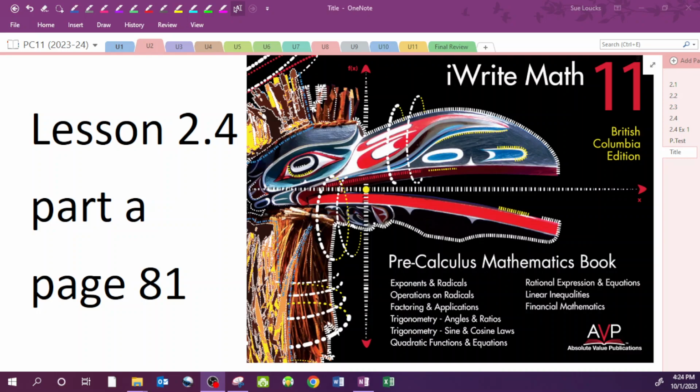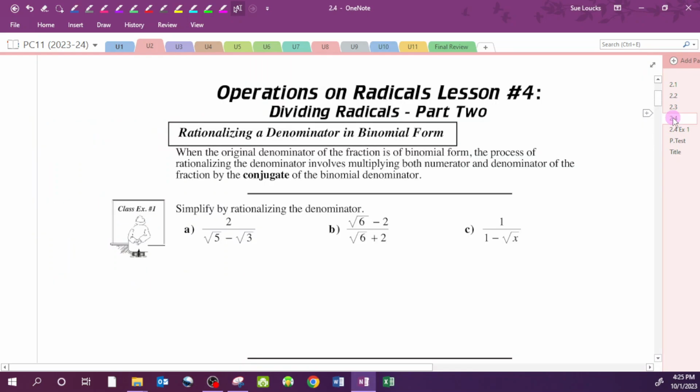This is the last lesson on dividing radicals, and it's the last lesson on the operations with radicals unit in Pre-Cal 11. So we're going to go to page 81, but I'm going to do this first.